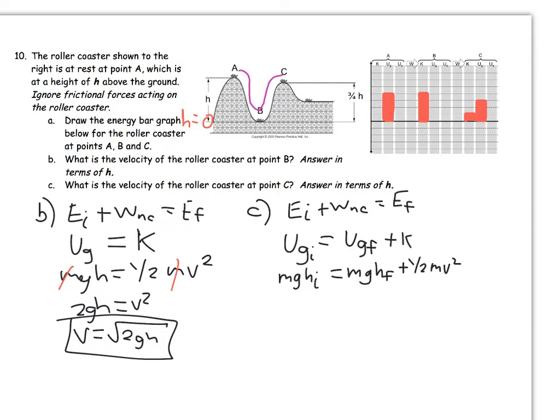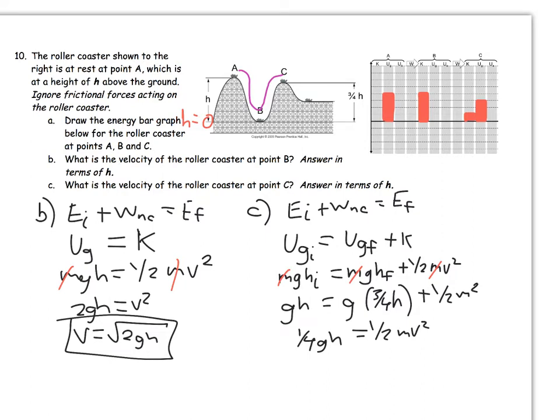So we can fill in the formulas we know for those energies. The mass here once again cancels out, and I'm going to say my initial height was just h, my final height was 3/4 h, plus 1/2 mv squared. We can subtract that term there and we get 1/4 gh equals 1/2 mv squared. So that means that gh over 2, okay, multiplying both sides by 2 here, equals v squared, so v is the square root of gh over 2.